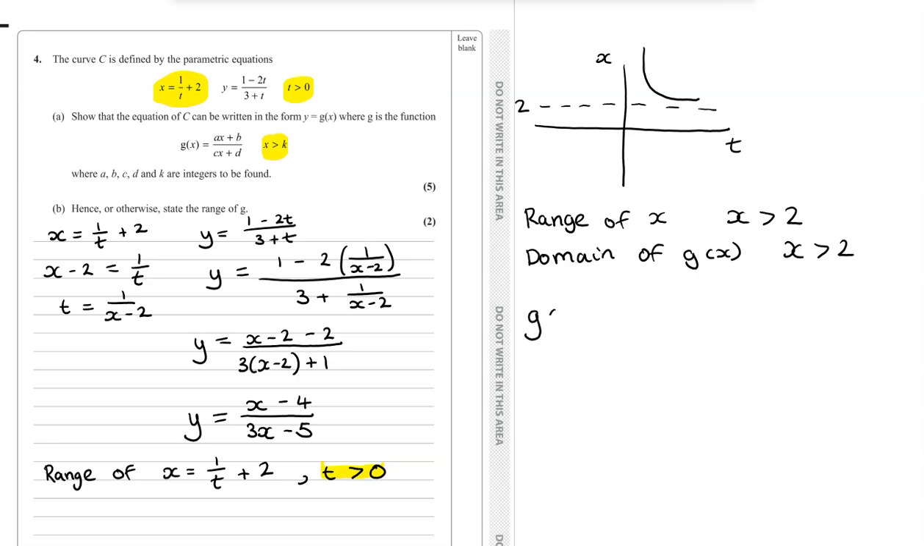So just to clarify everything there and make it all nice and clear what my answer is at the end, g of x is x minus 4 over 3x minus 5, and x is greater than 2. So that 2 is that value of k.